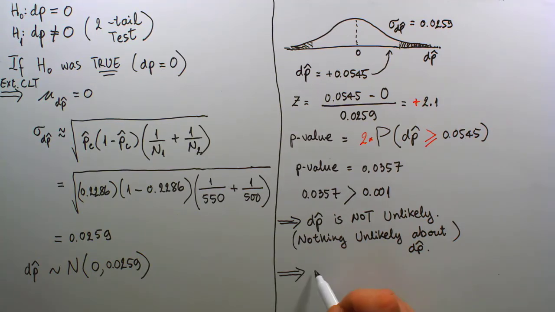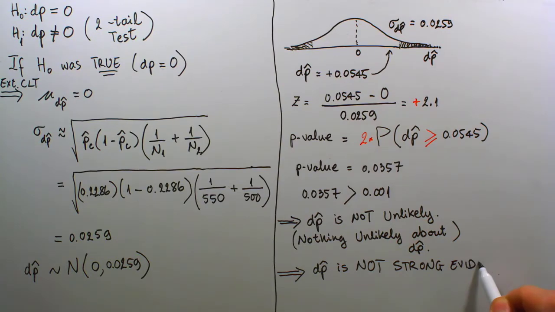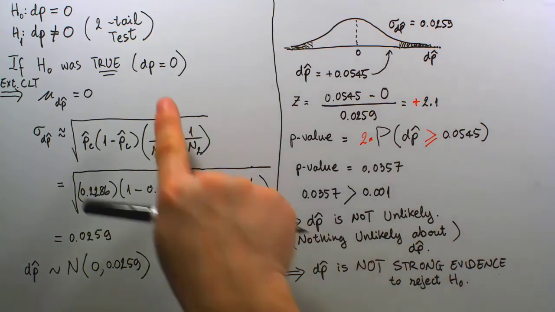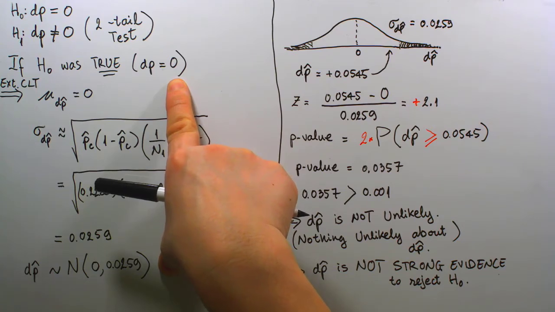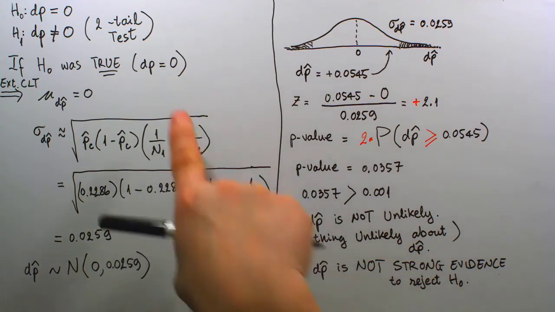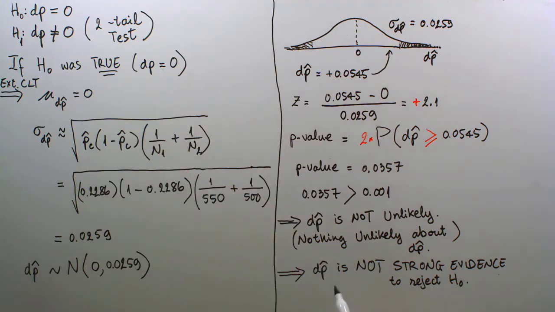Observing that dp hat is not unlikely leads to a further conclusion saying that our dp hat is not strong evidence. It's not strong enough evidence for us to reject H sub 0. So what it means is that there is nothing wrong with accepting H sub 0 from the beginning, or another way of saying, we haven't found any strong evidence to reject that acceptance yet. Or another way, dp hat as our sample is not strong evidence for us to support H1.